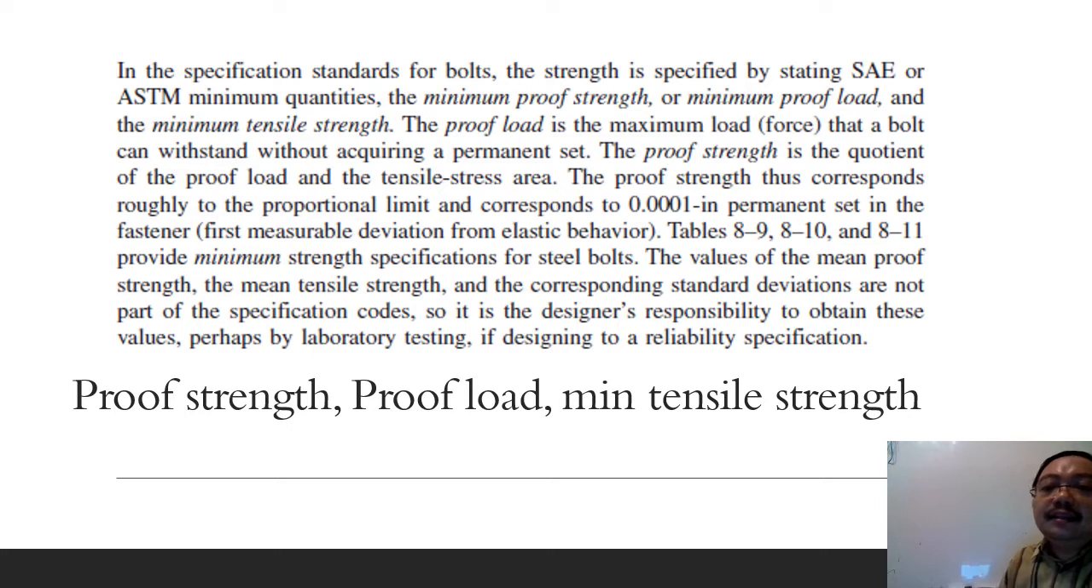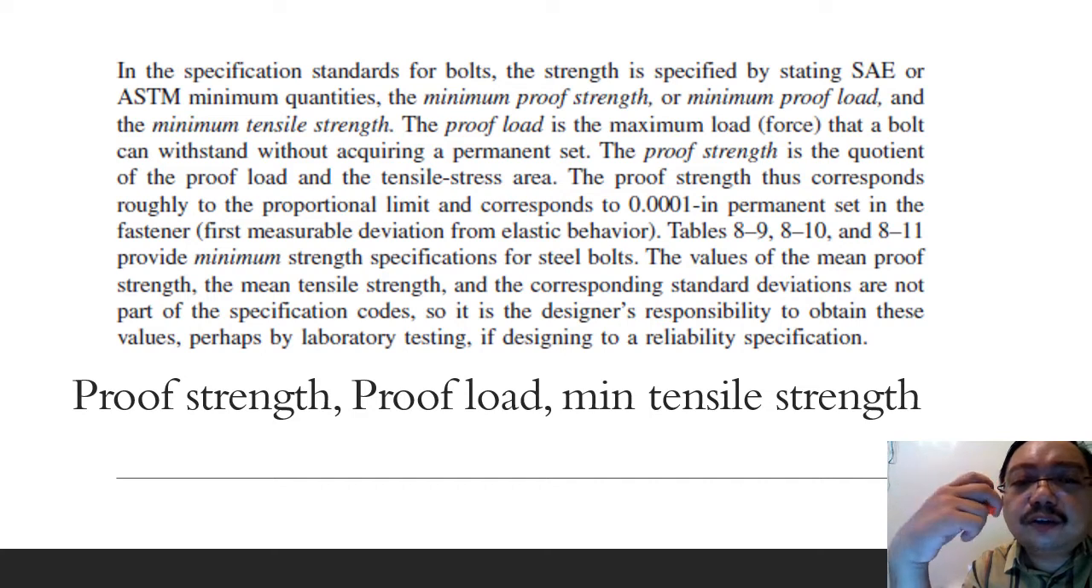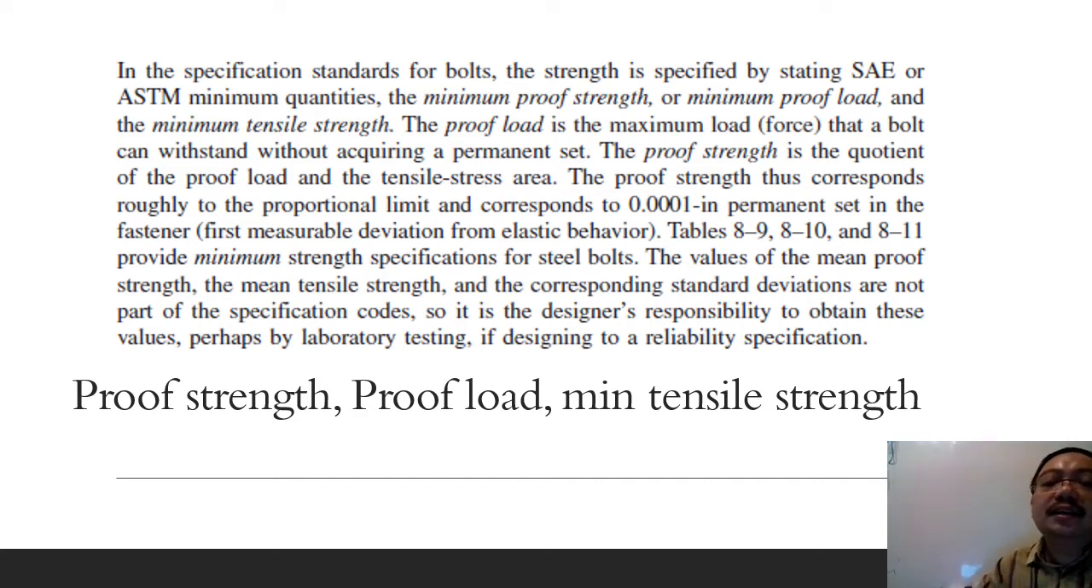And that is the proof load, and the proof strength is the quotient of proof load and tensile stress area. So quotient is the meaning, a result obtained by dividing one quantity by the other. That is the meaning of quotient. You can search it in Google.